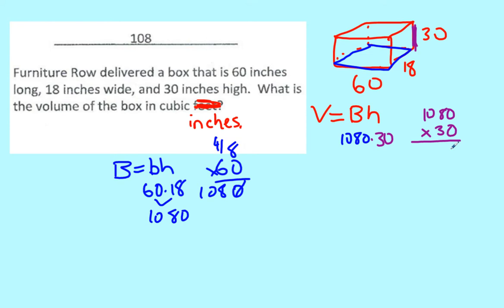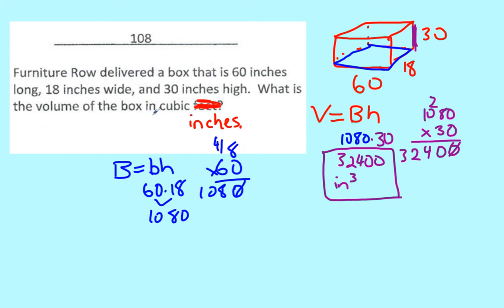Again, we don't have to multiply by 0, so we go right to the 3. 3 times 0, 0. 3 times 8, 24. 3 times 0, still 0, plus 2 is 2. And 3 times 1 is 3. So we get 32,400 inches cubed. And that is our answer.